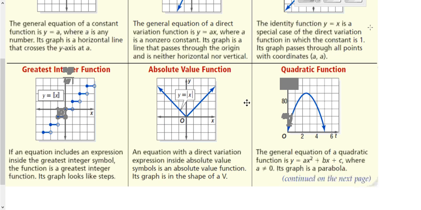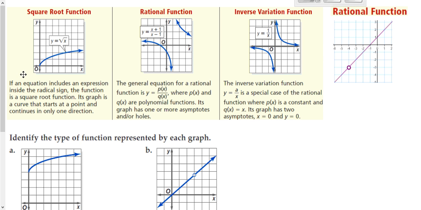Our greatest integer or step function, once again, takes any fraction, rounds it down to the nearest integer. Absolute value is always the shape of a V. Quadratic is a parabola shape, kind of a U, either going up or a U going down. We also have a square root, which is really just half of a parabola opening sideways.